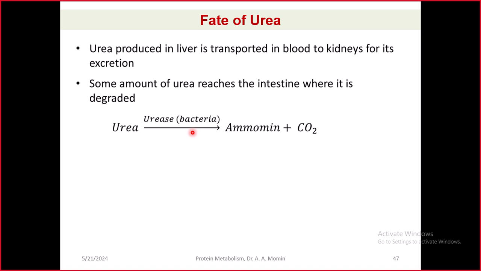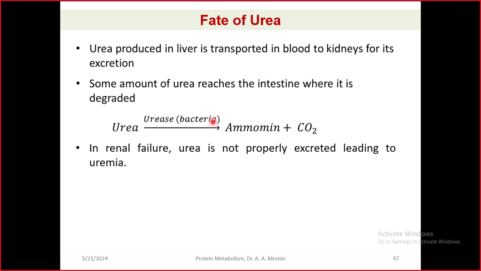And most of the urea is excreted in urine, but still some amount reaches the intestine, and in the intestine, by the action of bacterial enzymes, this urea is converted to ammonia. Okay, the enzyme urease is present in the bacteria. So this is one of the sources of ammonia that we discussed.